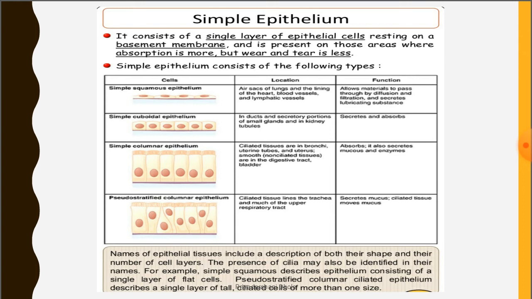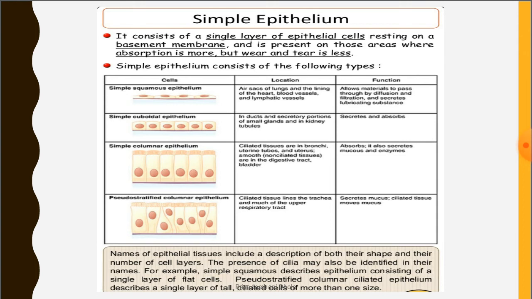You can see in this diagram, first, simple squamous epithelium, which is a single layer. What is the location? Air sacs of lungs and the lining of the heart, blood vessels, and lymphatic system. And what is the function? It allows material to pass through by diffusion and filtration, and secretes lubricating substance. Second is simple cuboidal, which is cube-like, present in ducts and secretory portions of small glands and in kidney tubules. Function is to secrete and absorb.